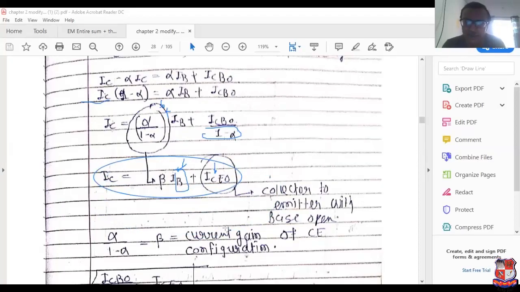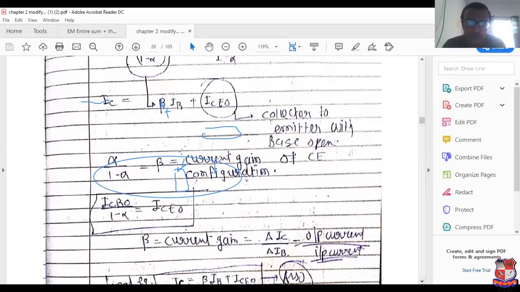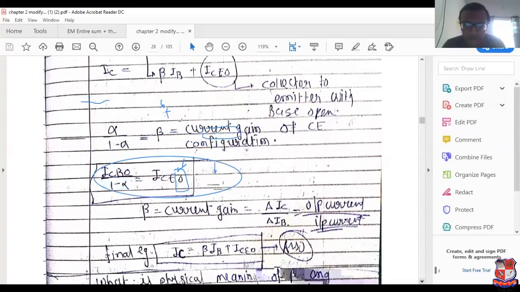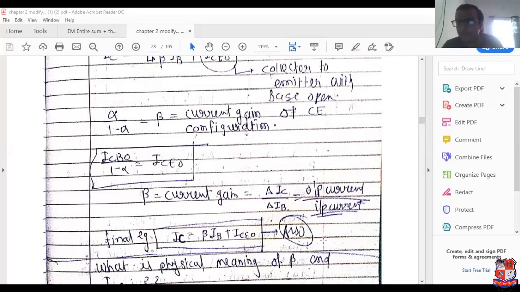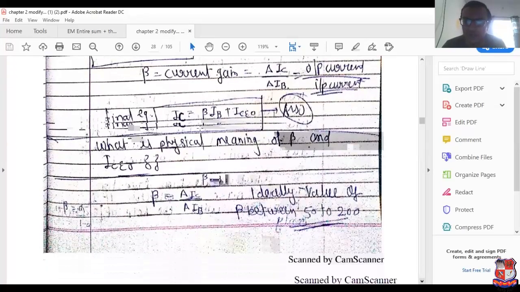So beta equals current gain, ΔIC/ΔIB, which is output current divided by input current. ICBO/(1 − α) is ICEO. So IC = β × IB + ICEO. This is the last equation and the most important equation related to examples and MCQs, so try to understand it very carefully. Beta means current gain, output current divided by input current, ΔIC/ΔIB.